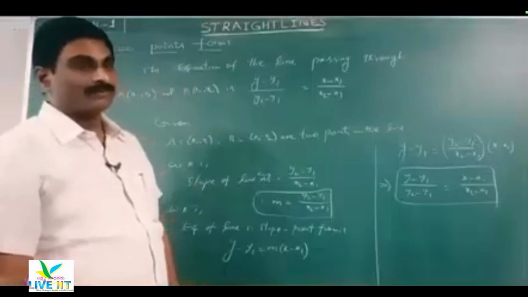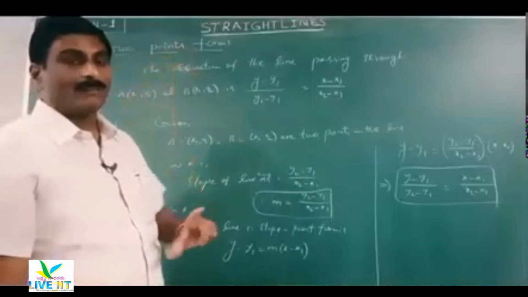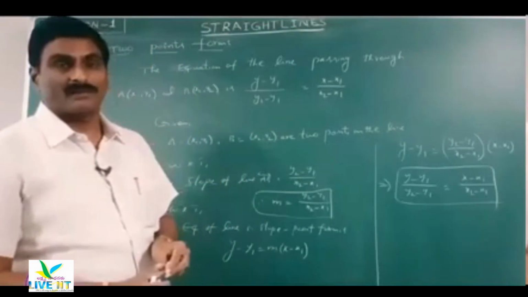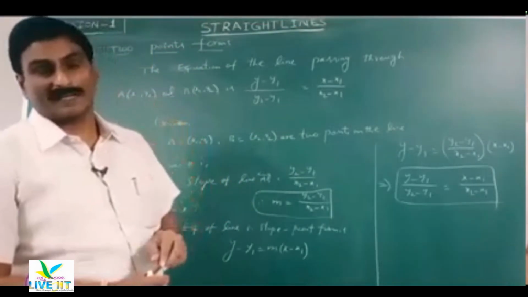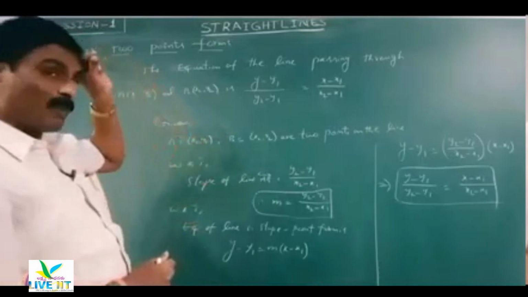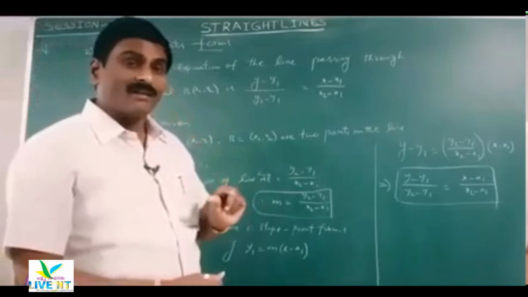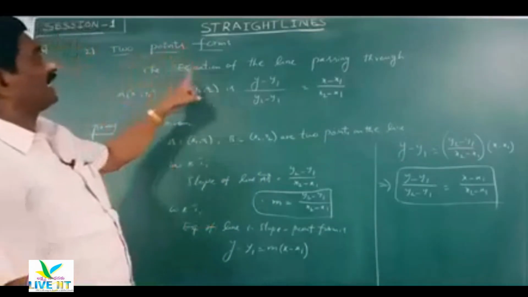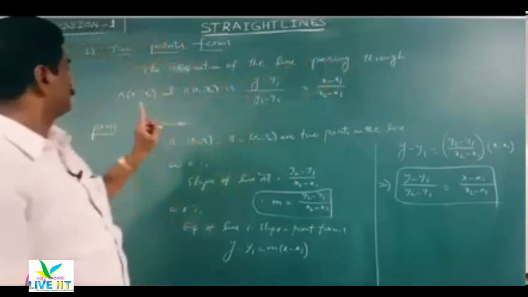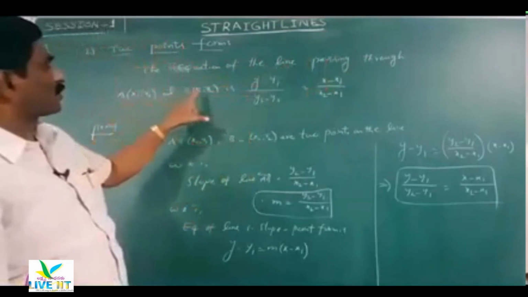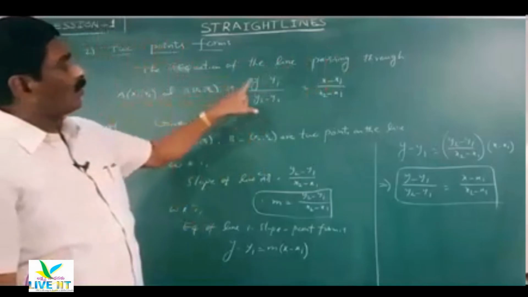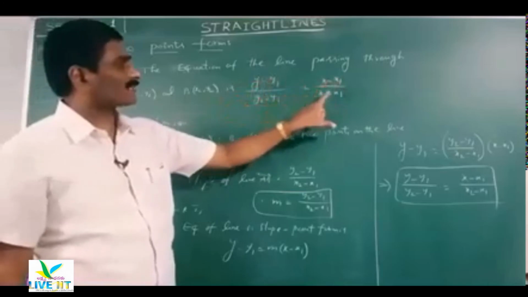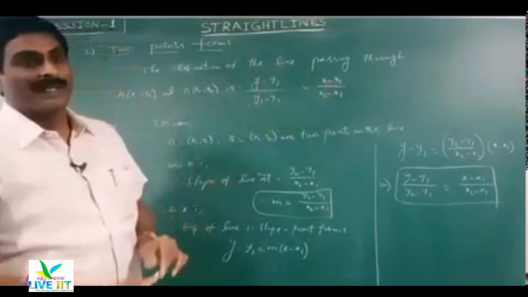Next, the second one: two points form. In the previous case, when the slope and a point are given, we find the equation of the line, y minus y1 is equal to m into x minus x1. In this case, if two points on the line are given, then we find the equation of the line. Please note this two points form. The equation of the line passing through A (x1, y1) and B (x2, y2) is y minus y1 by y2 minus y1 is equal to x minus x1 by x2 minus x1.